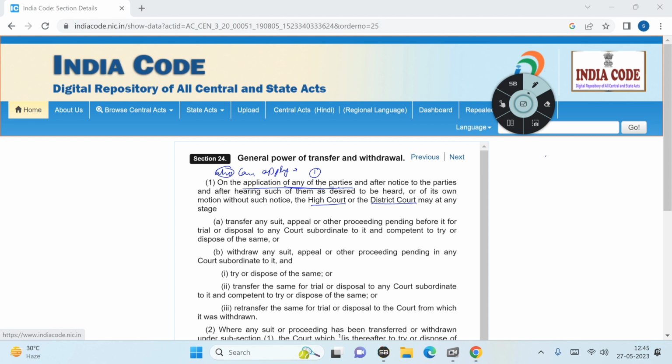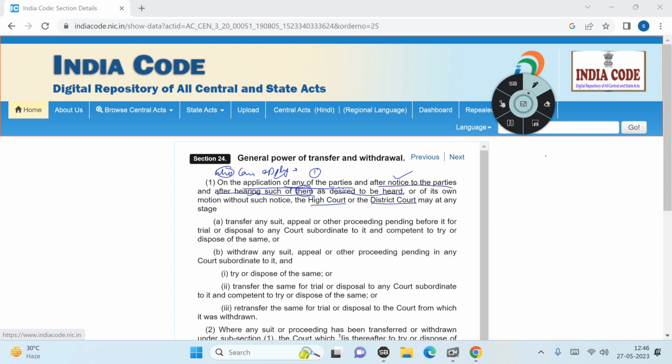And what is the next? After the application is made, notice to the parties. So notice has to be sent to the other side. And third, after hearing such of them, them means all sides. So application, notice, hearing, hearing such of them as desire to be heard. So all parties.